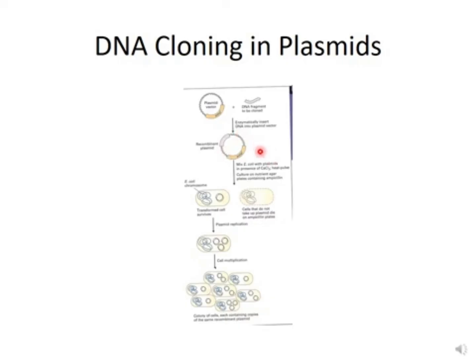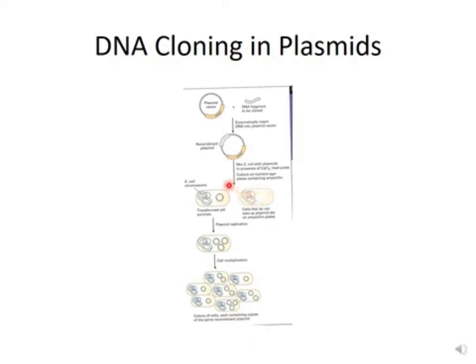Afterwards we mix the plasmid with the bacteria E. coli in the presence of calcium chloride and a heat pulse, as I mentioned, to provide the bacteria with a heat shock. This causes the bacteria to take up the recombinant plasmid. Then the bacteria is cultured on agar plates containing ampicillin. Cells that don't have the plasmid die because they were subjected to ampicillin, and they do not make proteins that are resistant to ampicillin because they don't have the genetic code for it.